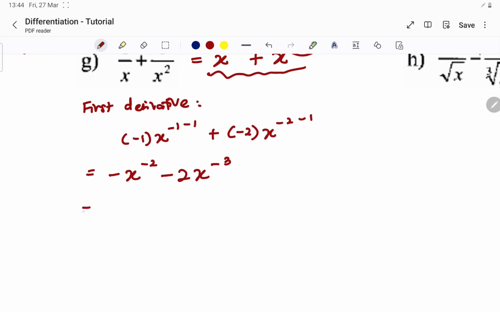Or if you want to make it prettier, you can put negative 1 over x squared minus 2 over x to the power of 3. Also can like this.